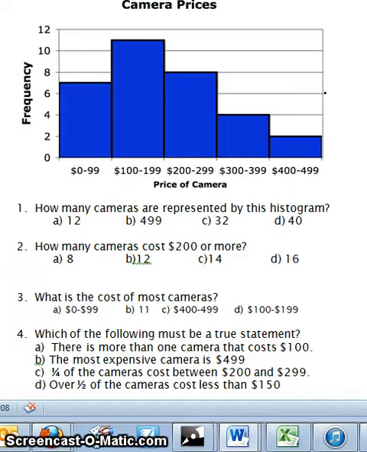This is the 6.8 mastery check for interpreting histograms. So I've got a histogram here. I'm just going to look at it first. It says it's camera prices.